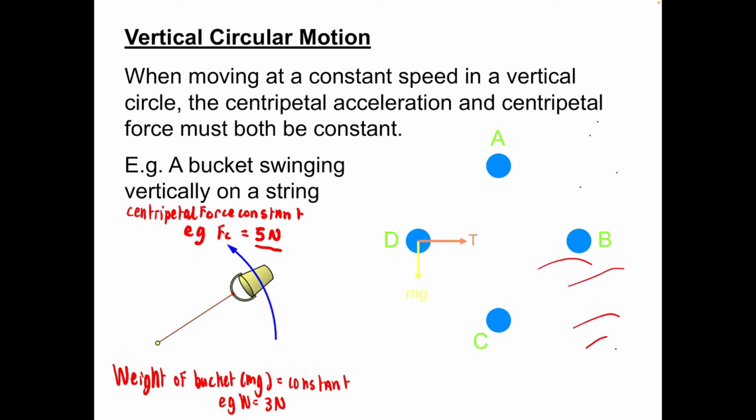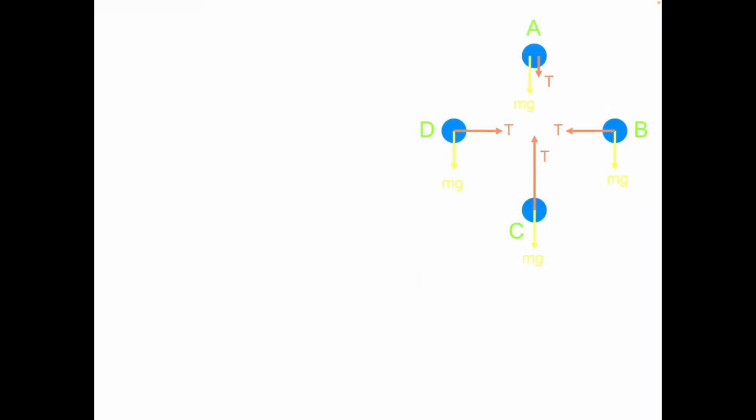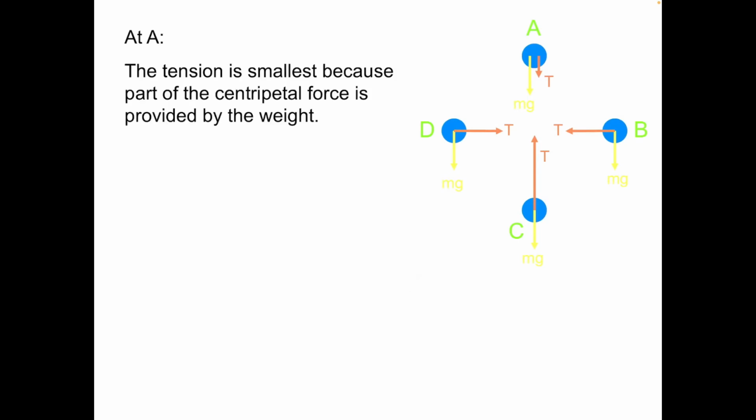Okay, let's look at point D. Point D is the same as point B. At this point, the weight is acting downwards. The centripetal force is perpendicular to this. So in this case, the centripetal force is equal to the tension on the string. These are the forces that are acting on the bucket at points A, B, C, and D.